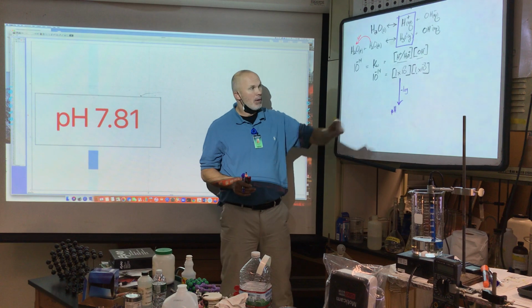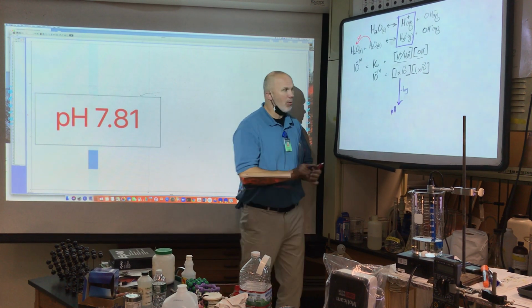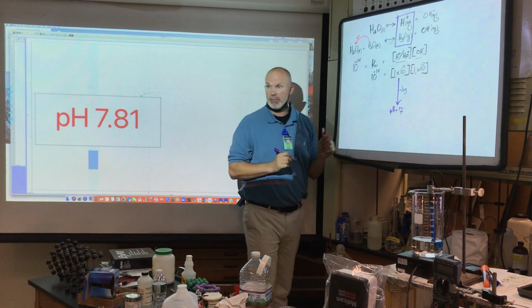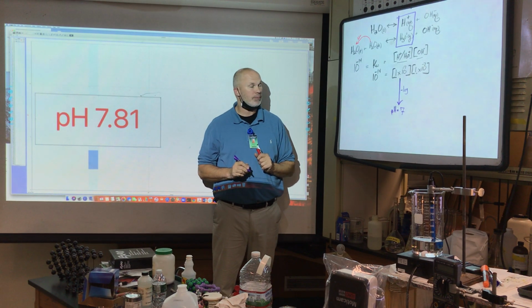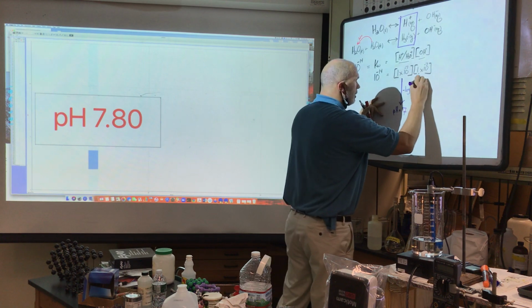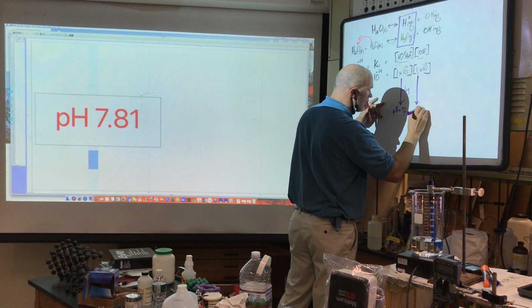So it's negative 7. See this negative here? Then times it by negative 1. So this would be what? pH of 7. All I'm doing is taking the exponent and then multiplying it by negative 1. Now, we can also do this one, and we should. This would become a pOH.